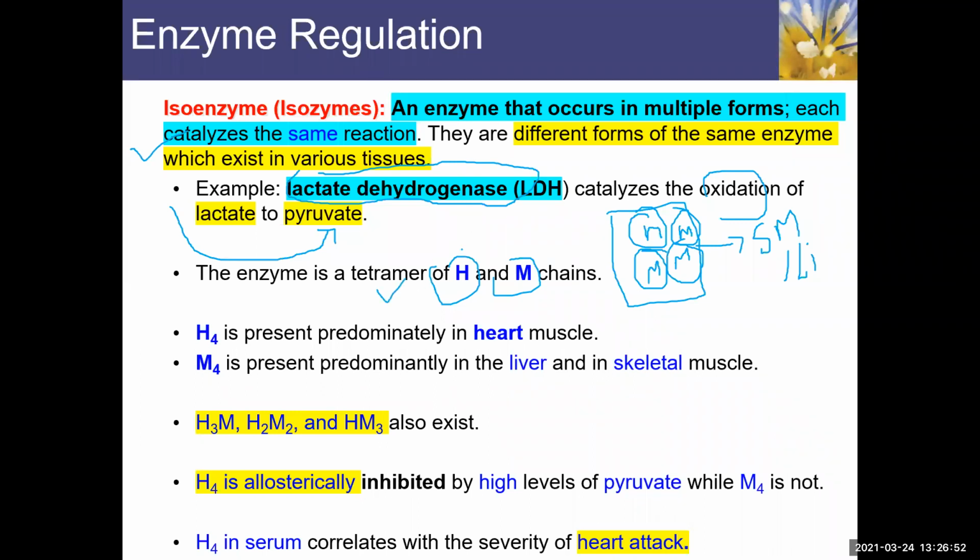Okay, with H and the M, you can have different combinations. You can have all M together. You can have all H together. You can have M3H, H2M2, and H3M. Those are the 5 isomers of lactate dehydrogenase. That's all you need to know.